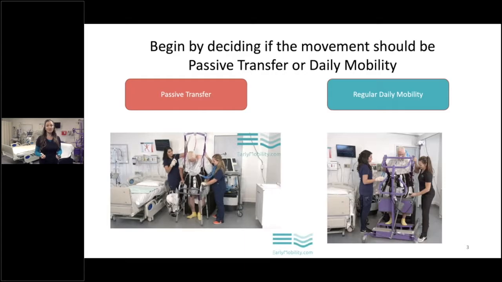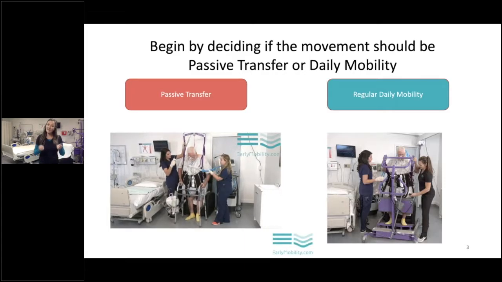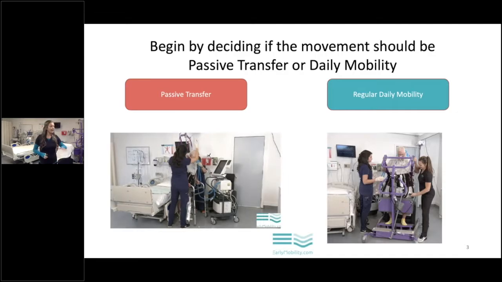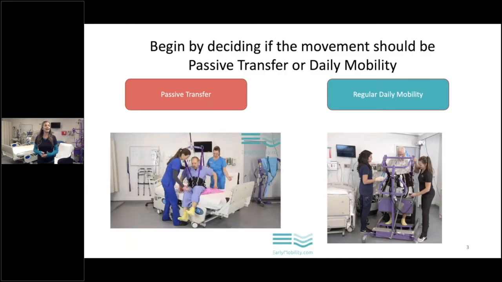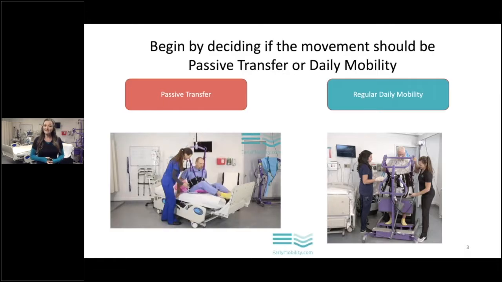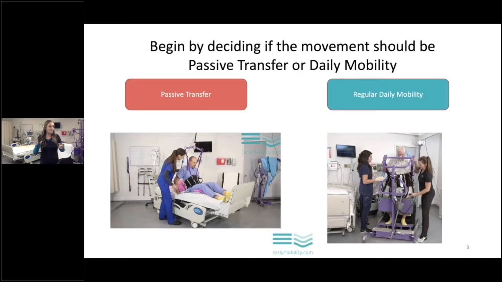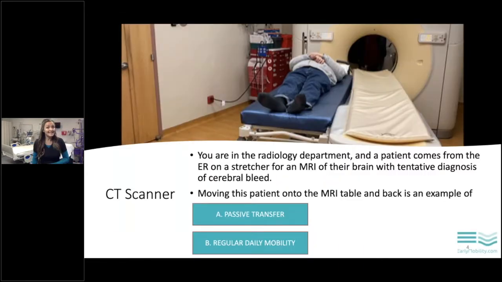Regular daily mobility occurs in the course of activities that that patient would normally do. Getting up out of a chair, getting from their car into a wheelchair, or getting up out of their car to go someplace, getting up to the bathroom. And then we have rehabilitation, which is a structured exercise or rehabilitation program for a specific impairment the patient has. For the purposes of today, we're going to talk about passive transfers and regular daily mobility. And let's look and see a few examples where we can test our knowledge.